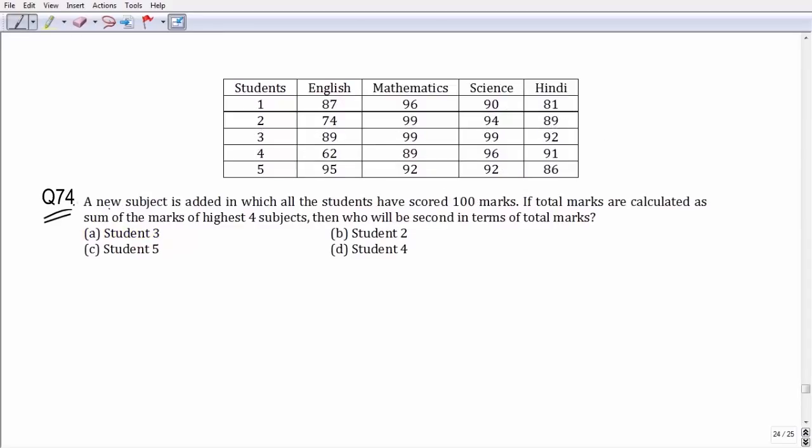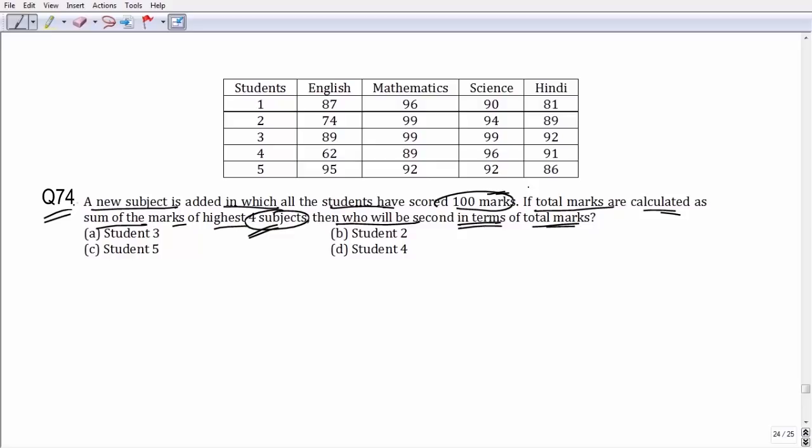It says that a new subject is added and in which all the students have scored 100 marks. If total marks are calculated as sum of the marks of the highest 4 subjects, then who will be second in the terms of total marks? Now since we are comparing 4 subjects and one of those 4 subjects has 100 marks each for each candidate, that means we have to compare only top 3 subjects.